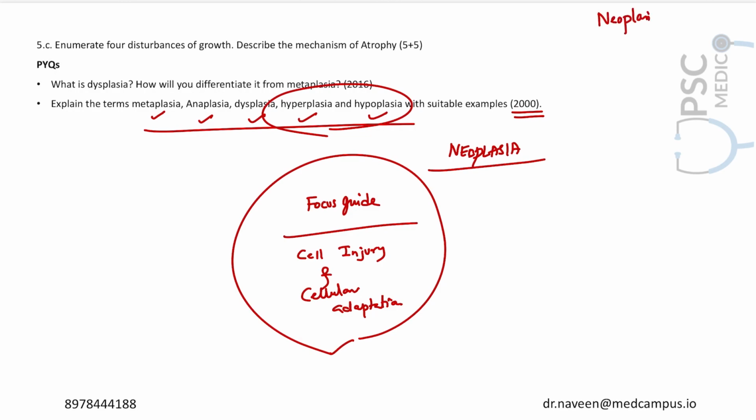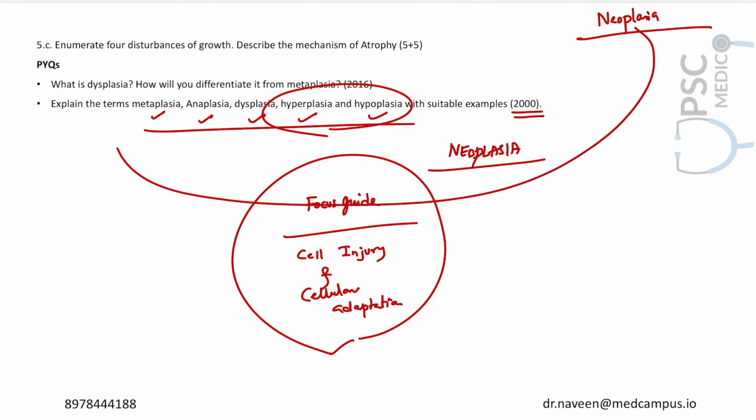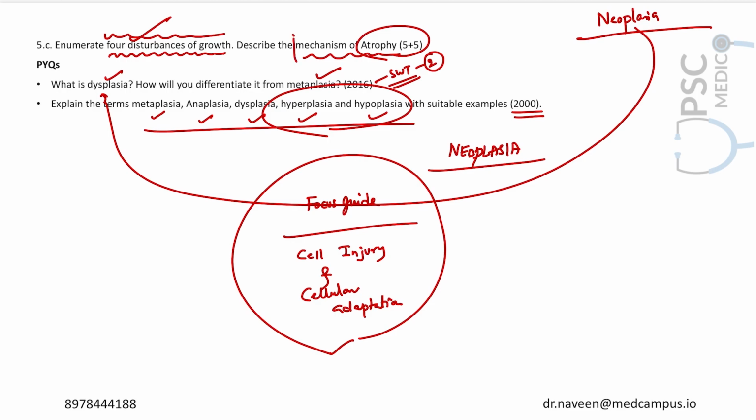Maybe when they are asking questions on neoplasia, they are also asking for differences between other terms. For example, even in subject-wise test of pathology number 2, I included this question: what is dysplasia, and how is it different from metaplasia? I understand the importance of cellular adaptation, but I didn't expect it to be asked in a general sense. So what are the 4 disturbances of growth, and what is the mechanism of atrophy? They're asking the mechanism of atrophy in general. I think this is an offbeat question. You can at least answer the 4 disturbances of growth, but the mechanism in detail is not possible.